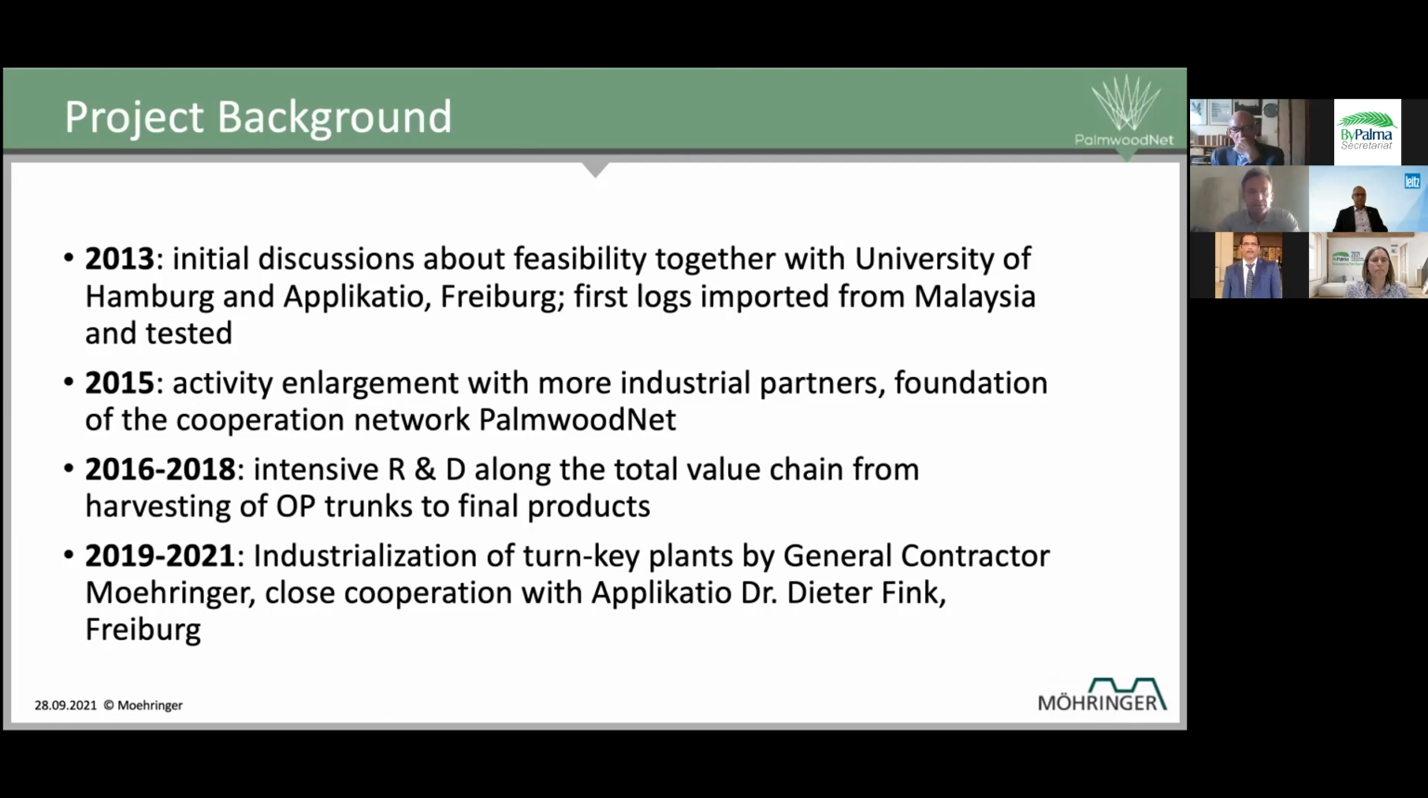And then between 2016 and 2018, there was a very intensive R&D phase where we tested the whole value chain from the harvesting of OP trunks to final products with our various partners and all the different process steps which need to be done. And then the last 2.5 years from 2019 on is mainly focused on the industrialization of turnkey plants by our company as a general contractor, and that was also supported by Dr. Dieter Fink from Applicatio.